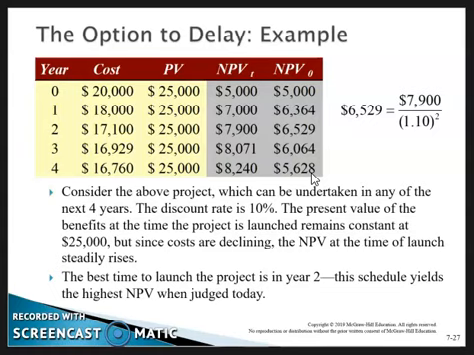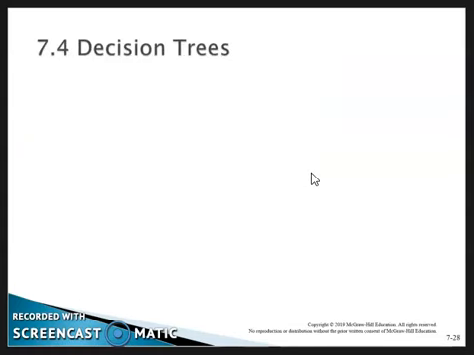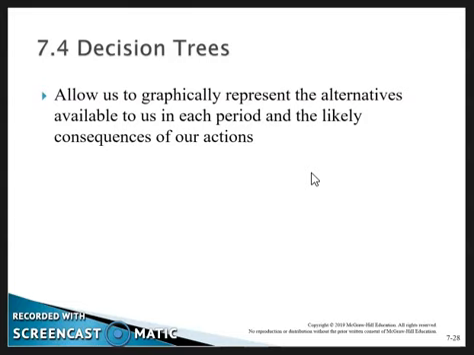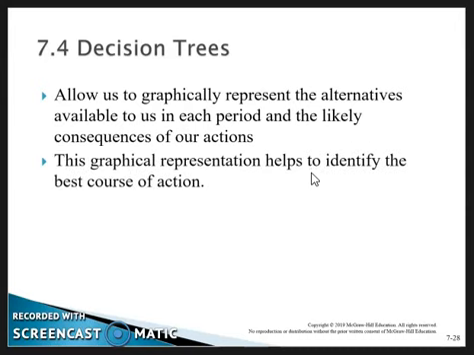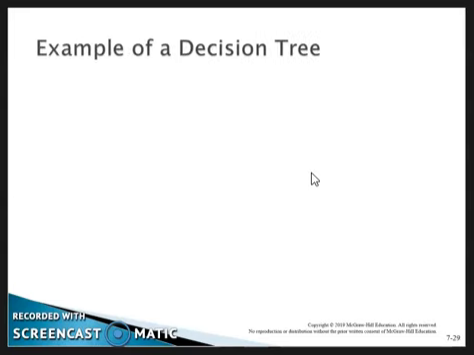The final topic for this chapter is decision trees. They allow us to graphically present alternatives available in each period and the consequences or outcomes of our actions. The graphical representation helps you identify the best course of action.